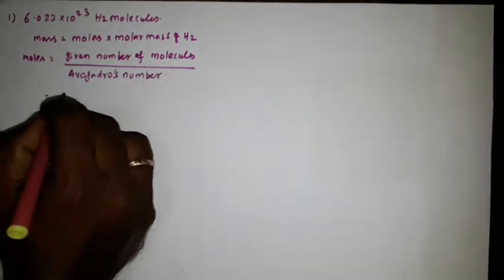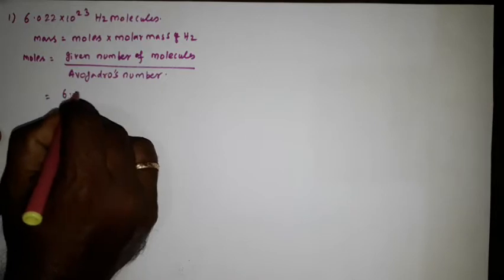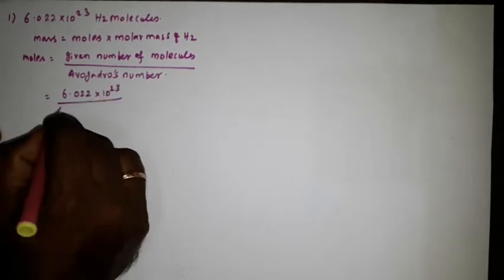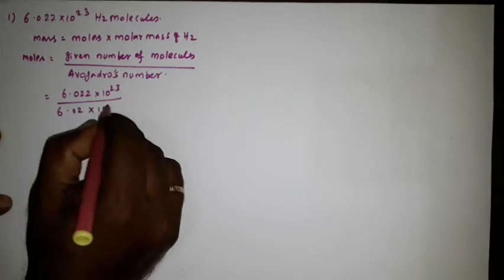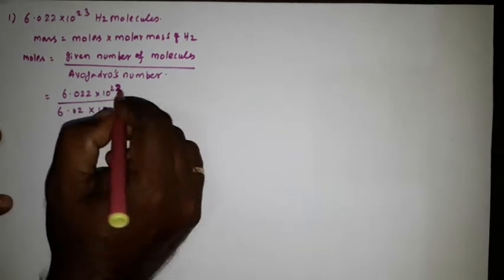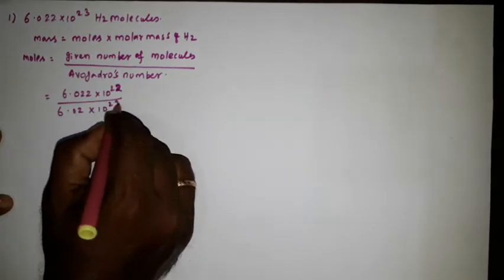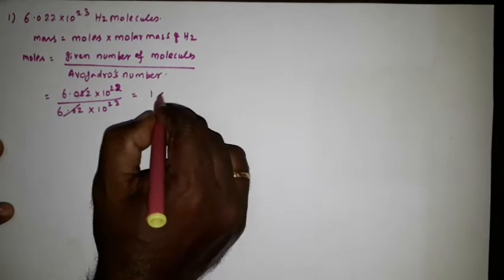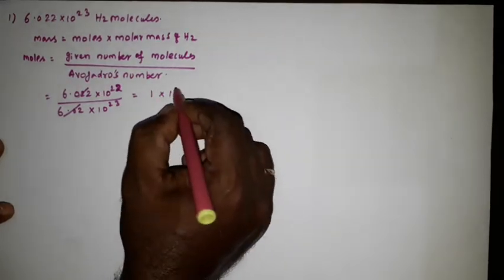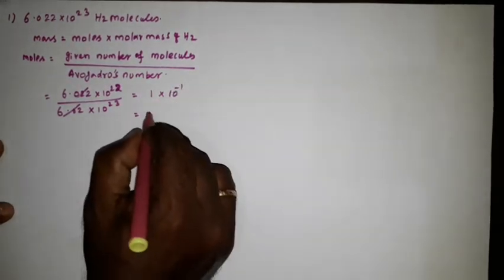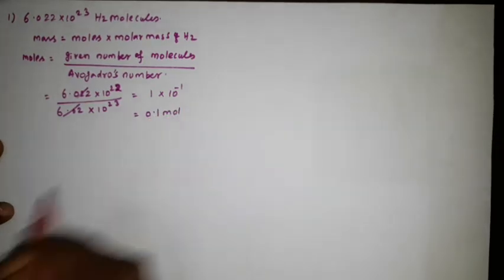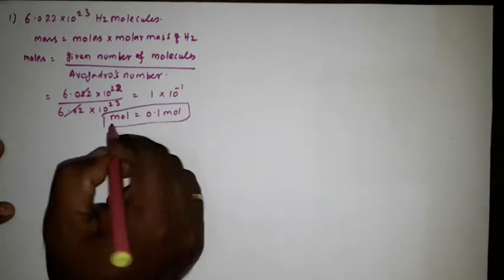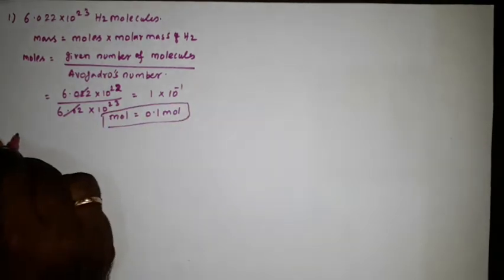Okay, so what is the given number of molecules? 6.022 into 10 power 23 divided by 6.02 into 10 power 22 is given. Now 10 power 23, so how many number of moles? This will be cancelled. So 1 into 10 power minus 1 equal 0.1 moles. Okay, so we got number of moles is 0.1 moles.